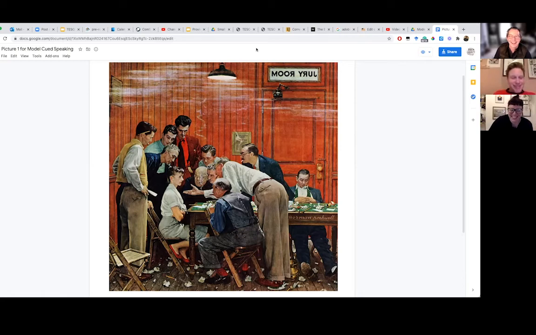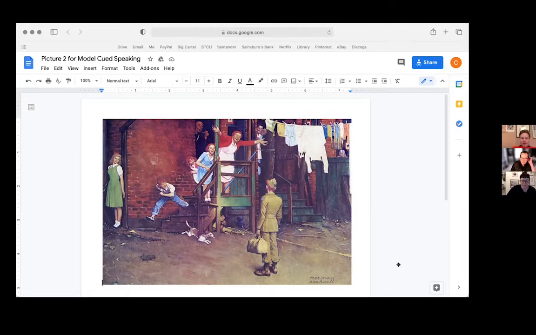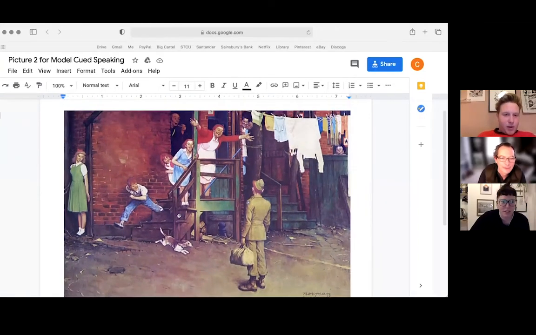Okay, let's go to the next picture. Okay, that's mine. All right, let me share my screen. Share screen. Okay, so that's my picture.